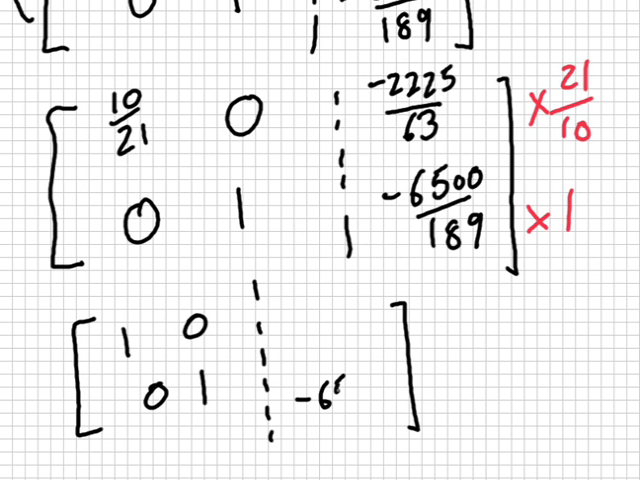Minus 6,500 over 189. And then finally, this multiplied by 21 over 10. Negative 445 over 6. So, what does x equal? There it is there. What does y equal? That's it there.